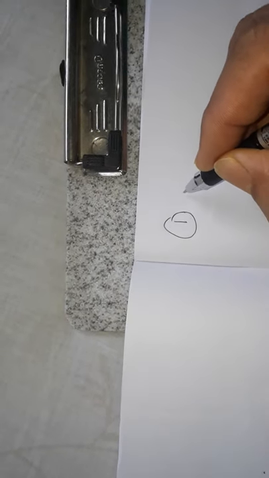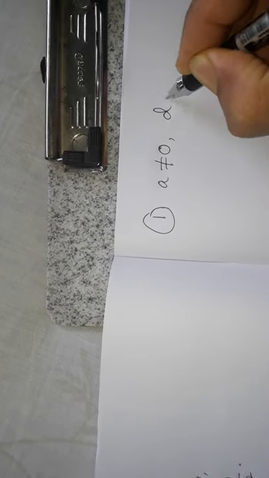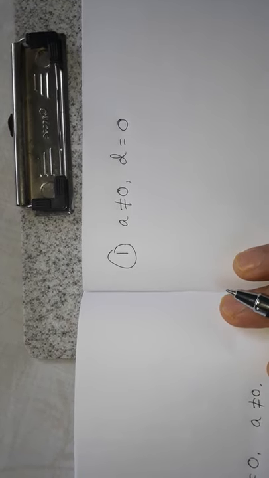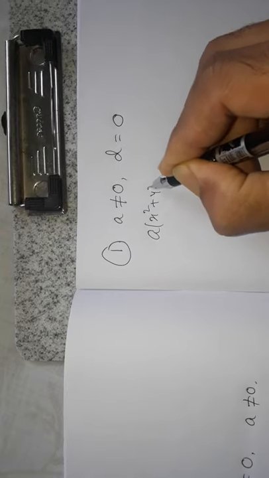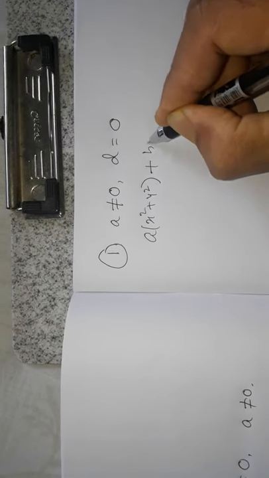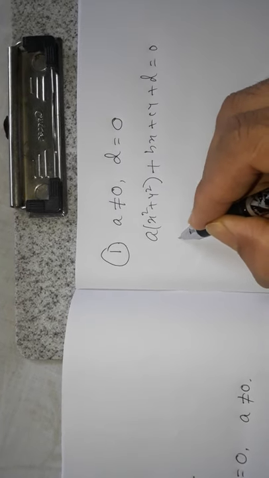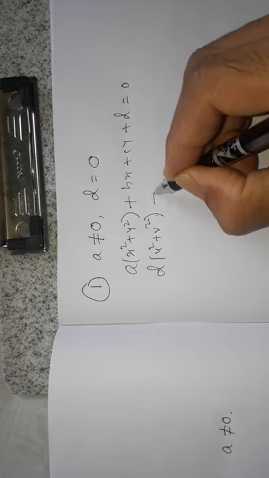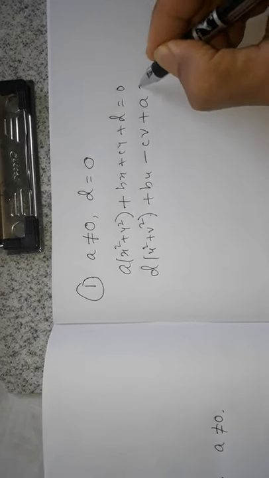The first case is that a is not equal to zero and d equal to zero. So this is the original equation, bx plus cy plus d equal to 0. And what is the transformed equation? The transformed equation is a(u square plus v square) plus bu minus cv plus d equal to 0.